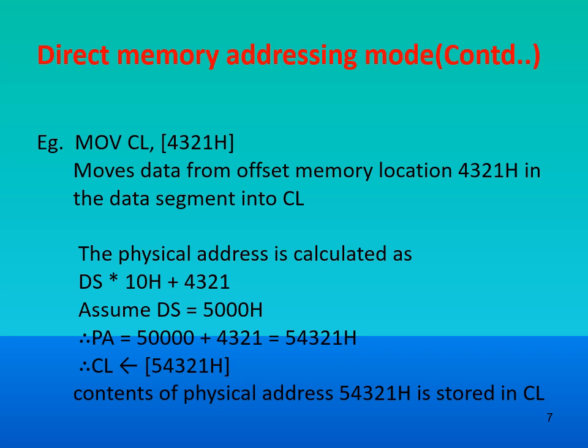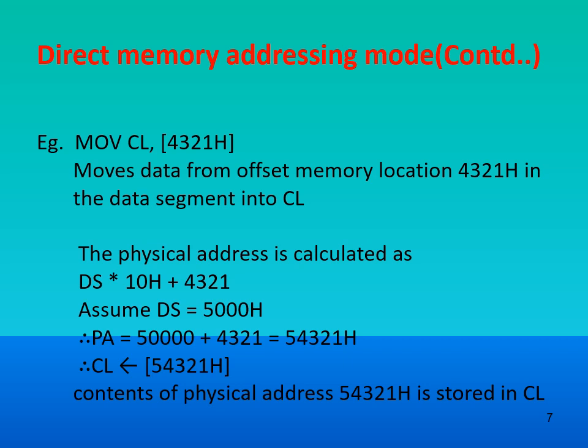And 8086 follows a byte addressable memory. When you have an offset address, when you have a physical address, from that address only 1 byte of data can be taken. Each byte of the memory has a separate physical effective address. That's why it's called byte addressable. So the data residing in this offset address 4321H will be moved to CL, and not the value 4321H.